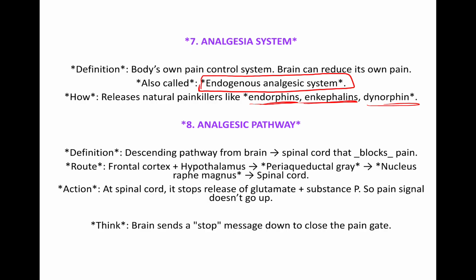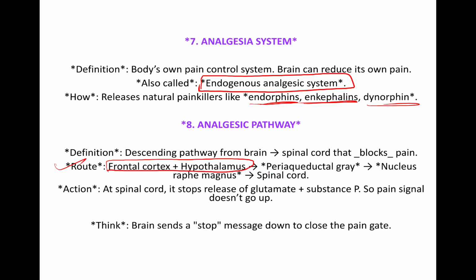Okay, next is the analgesic pathway. Now you know what analgesia is, the analgesia system within the body. Now what is the pathway of that? It is a descending pathway from the brain to the spinal cord that blocks the pain. Okay, now the route here is from the frontal cortex to the hypothalamus. From the frontal cortex and hypothalamus, it will go to the periaqueductal gray. And then it comes to the nucleus raphe magnus, which finally reaches the spinal cord.